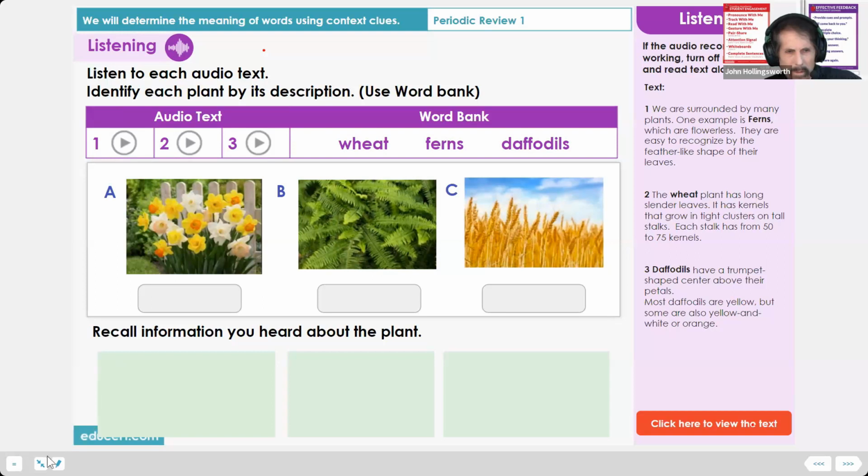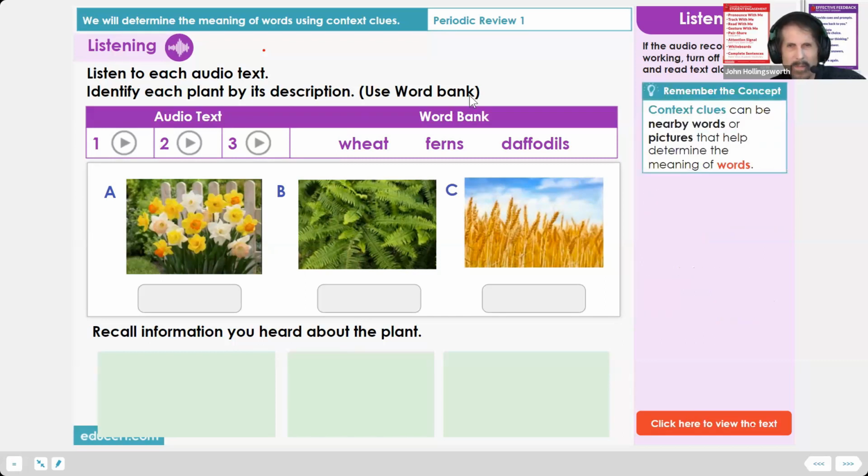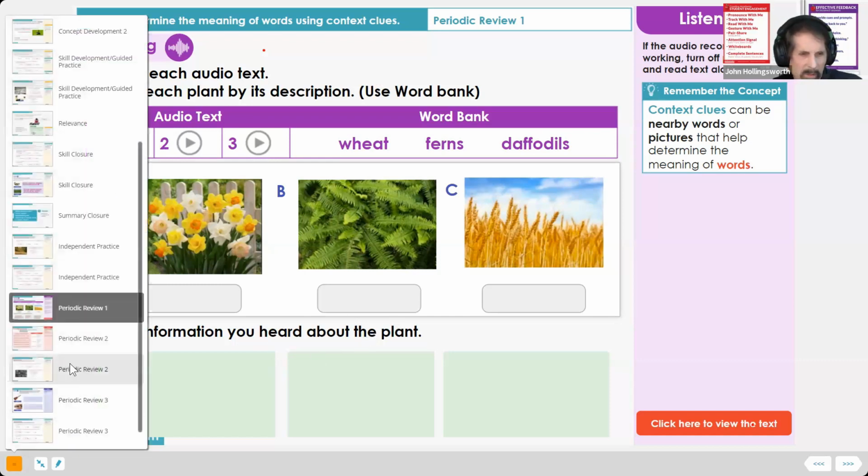We are surrounded by many plants. One example is ferns, which are flowerless. They are easy to recognize by the feather-like shape of their leaves. Okay, right on your whiteboards, is it A, B, or C? And be ready to tell me how you know. So it does work here. This is because we have tests that do this, like listening only. So can we answer stuff with that? And then I think there's a periodic review 2 and 3 also.